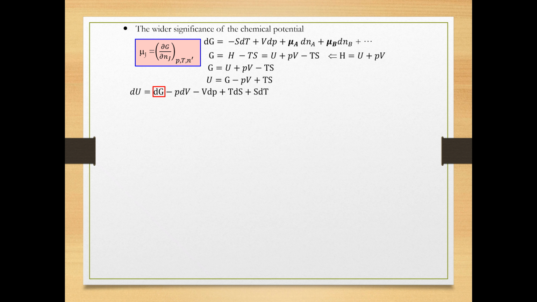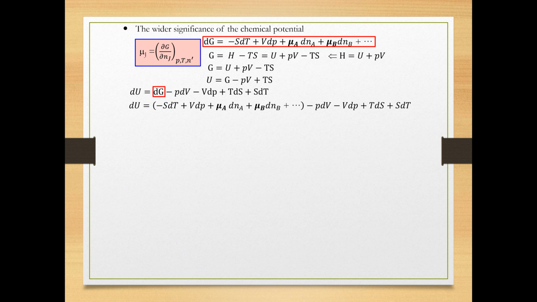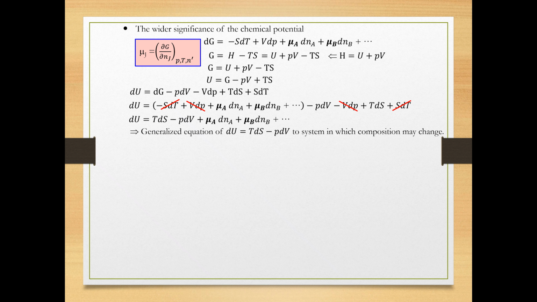Replace dG with the expression for dG shown at the top. SdT and VdP terms cancel out. Now we are left with dU equals TdS minus PdV plus mu A dnA plus mu B dnB plus etc. This is the generalized equation for internal energy of a system whose composition may change. This equation can be modified for a binary mixture as shown here.